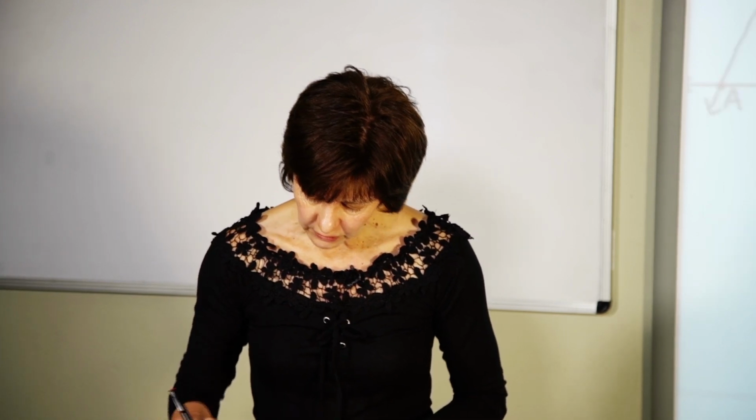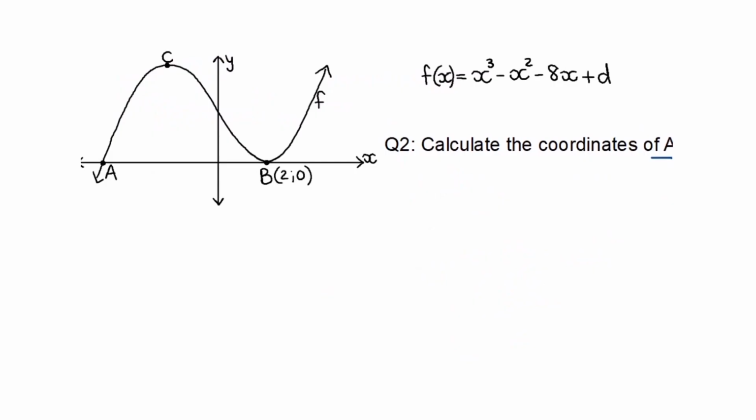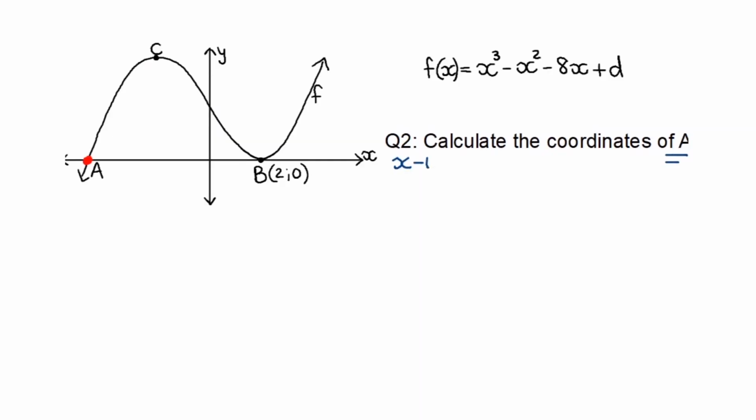Okay, so now I know the value of D. Let's look at the next question. The next question says, now calculate the coordinates of A. Now, where's A? A is that point here, and we can see on the sketch that A is actually the x-intercept. So what I want to do is determine the x-intercept, or x-intercepts.